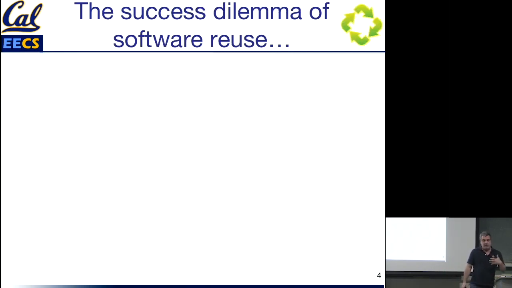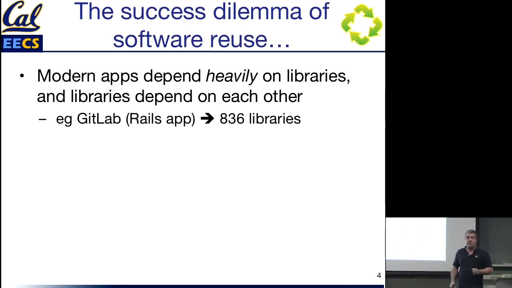And in some sense, to the extent that software reuse is kind of the holy grail, or one of the holy grails of software engineering, the emergence of libraries and library managers is almost a little bit of a success disaster. Modern applications, whether SaaS or otherwise, depend very heavily on libraries. If you all know about GitLab, which is emerging as sort of a GitHub alternative, that happens to be a Rails app, and it's open source. It depends on no fewer than 836 different gems.